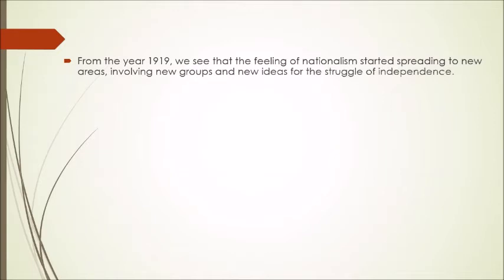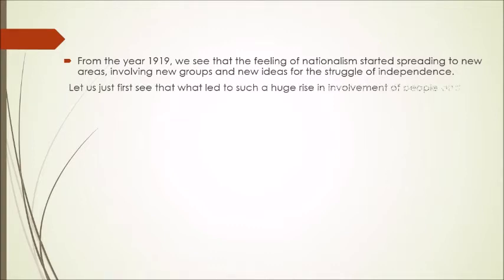So starting with the chapter, from the year 1919 we see that the feeling of nationalism started spreading into the new areas involving new groups and new ideas for the struggle of independence. So let's see, ऐसा क्या हुआ कि लोग एकदम से बढ़ चढ़कर आगे आने लग गए Britishers के against, that there was such a huge rise in involvement of people and agitations against the Britishers.